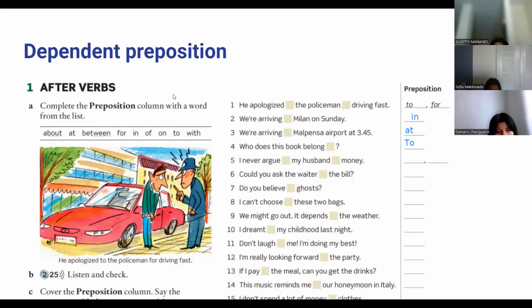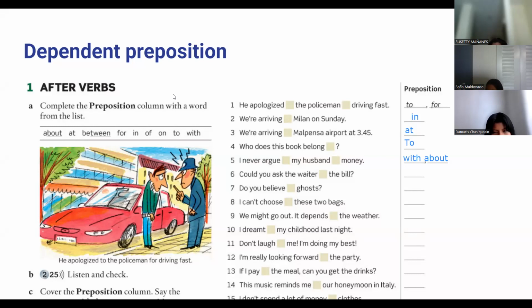For the bill. Susetti, 7. Do you believe in two? Okay, what else? Do you have something different in number 7? Believe in ghosts. Uh-huh. Yes, believe in ghosts. Okay, please, Susetti.